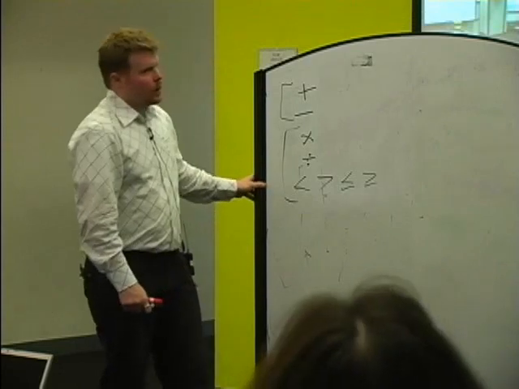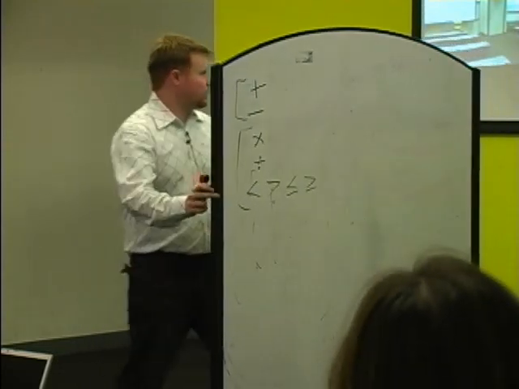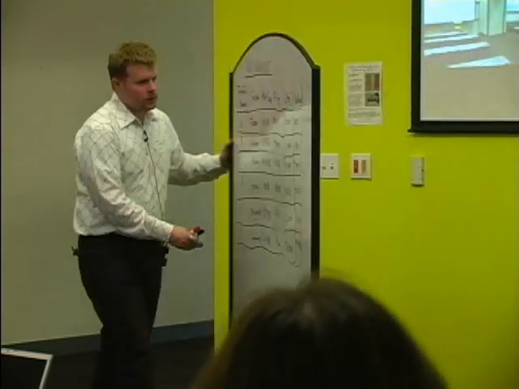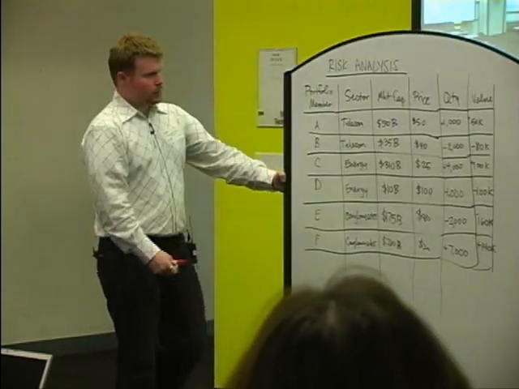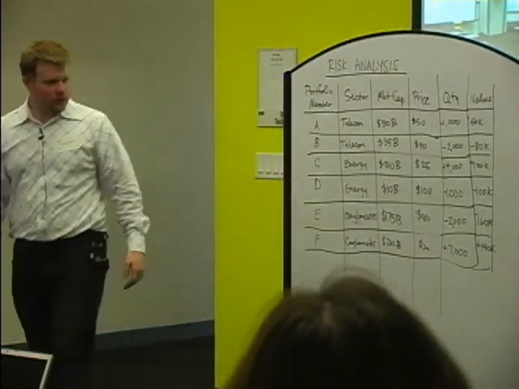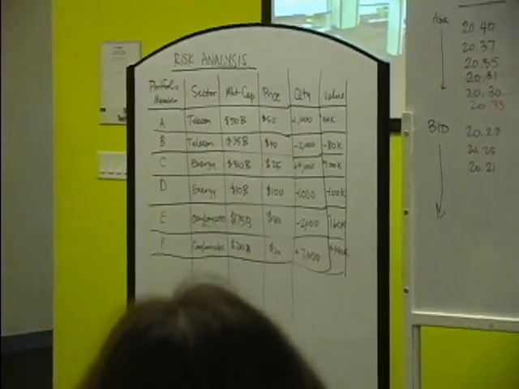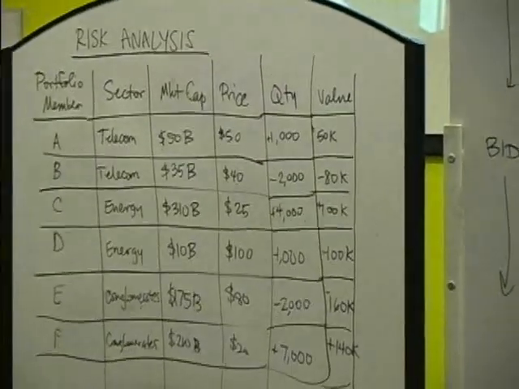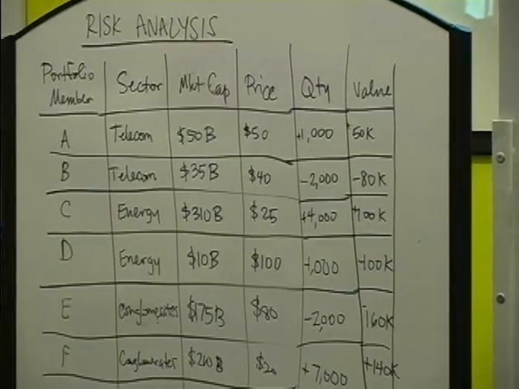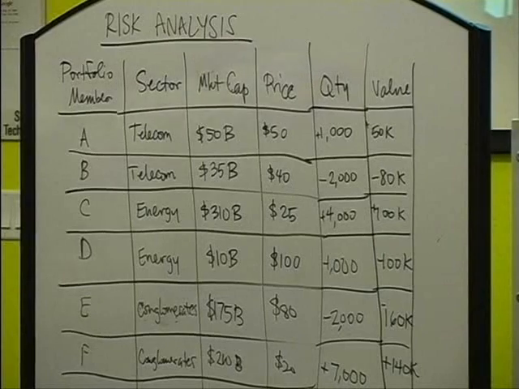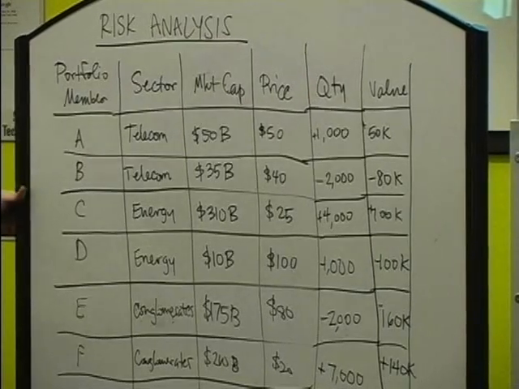Okay, so if I've got a portfolio of equities, now I'm just using A, B, C, D, E, F, I don't want to talk about any particular one. Now, and maybe can we zoom the video in on this for the remote people? Great.